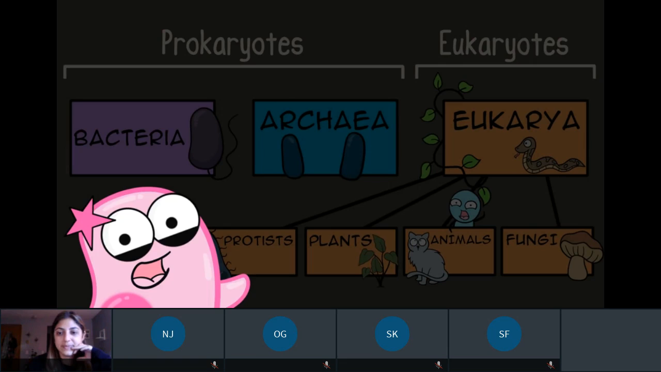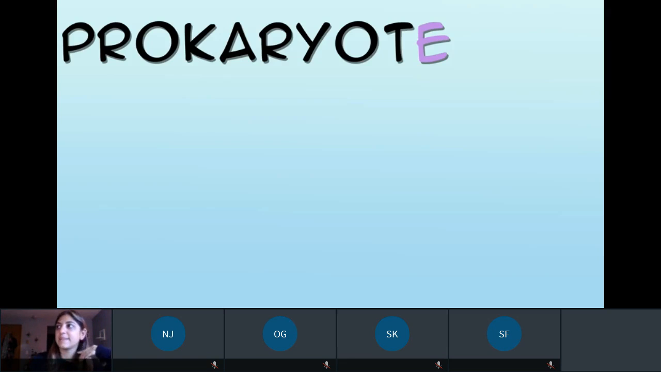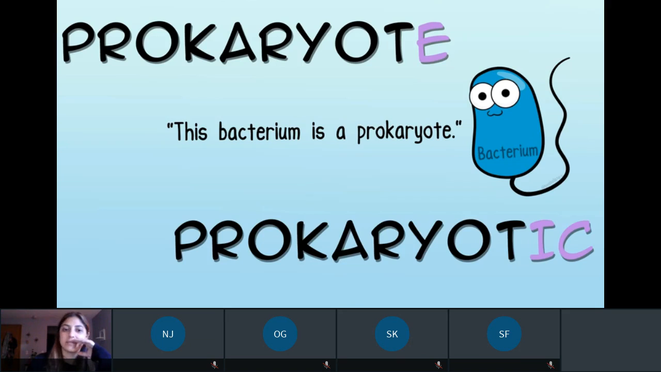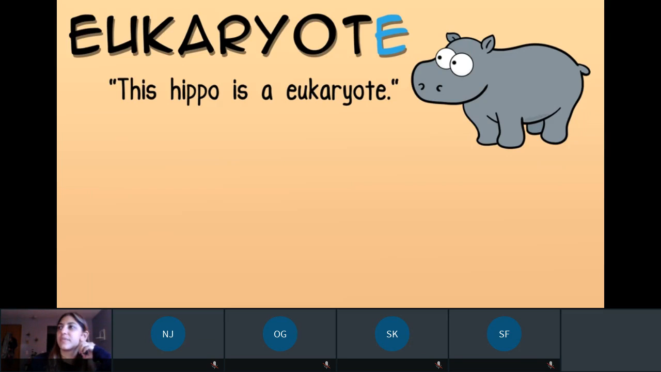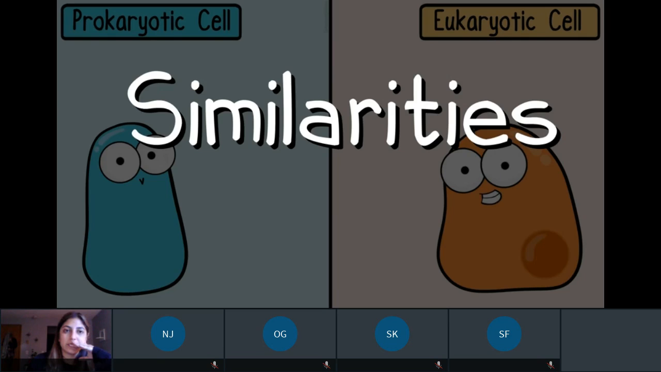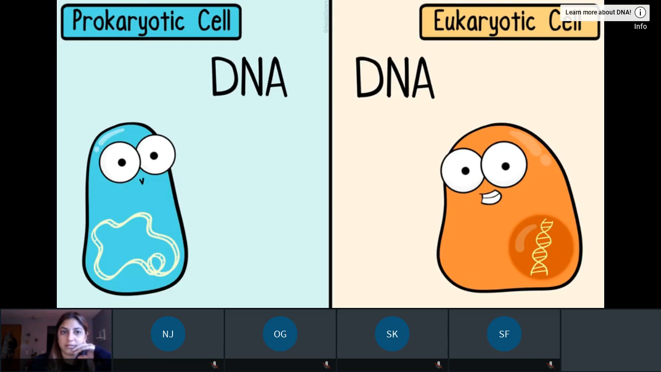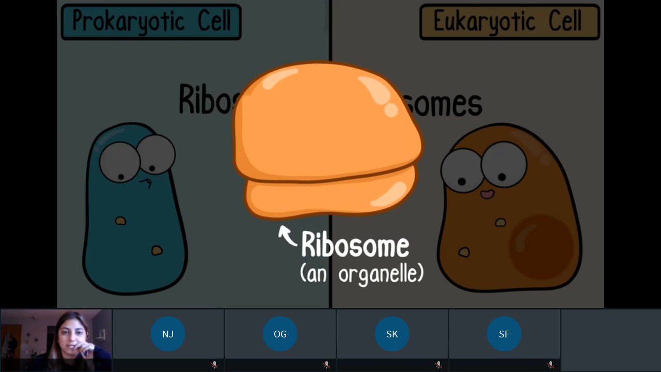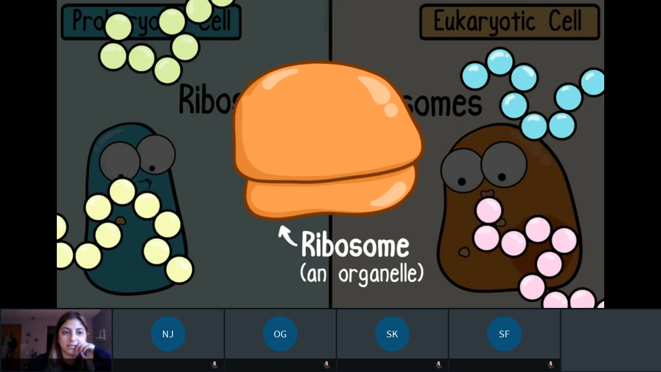By the way, just to clarify, the word prokaryote is typically used to refer to the organism itself. When you are describing its cell, you are describing a prokaryotic cell. Same for eukaryote. Eukaryote typically refers to the organism itself, and when you are describing its cells, those are eukaryotic cells. Prokaryotic cells and eukaryotic cells do have a lot in common. Both have DNA. That's critical because DNA is the cell's genetic material. Both have ribosomes, which are small organelles, an organelle being like a tiny organ. The ribosomes have the important job of making proteins.